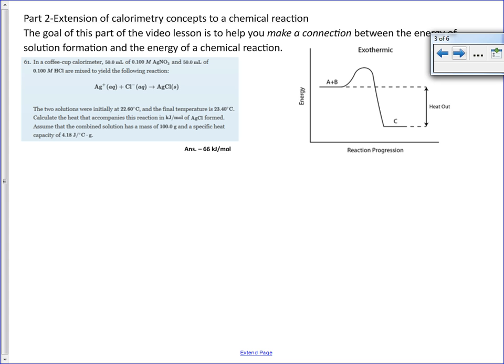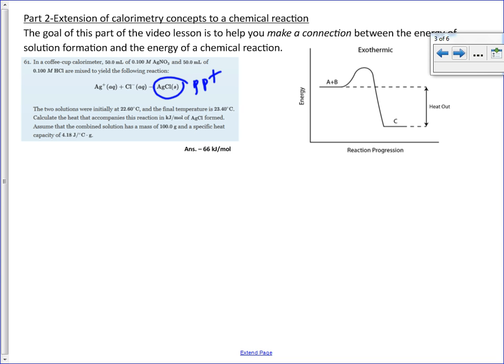All right, so for the first one, you've got a coffee cup calorimeter, much like the kind you used in class for the hand warmer lab, and it gives you 50 milliliters of 0.1 molar silver nitrate and 50 milliliters of 0.1 molar hydrochloric acid. And they're mixed to yield the following reaction. And what you're going to get right here is a precipitate. Okay, and it gives you the initial and final temperature of the solutions. And we need to calculate the heat accompanying the reaction in kilojoules per mole of silver chloride formed. And it gives us some information to keep in mind here.